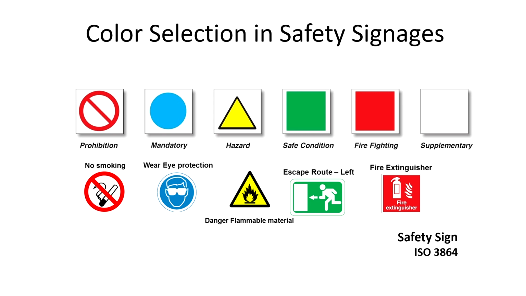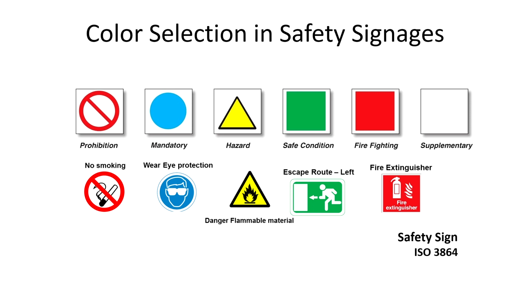The white background with the blue offers a mandatory instruction, that is, wear protection glasses while visiting a construction site. The third is the yellow, which is a warning or caution, like flammable materials or any other information accordingly, or the safety condition, which is green. You must have seen these for the fire and life safety signages.